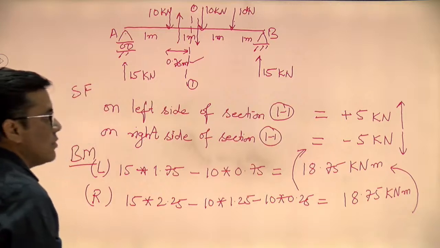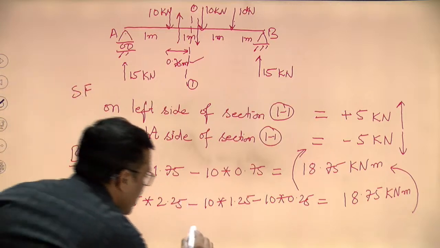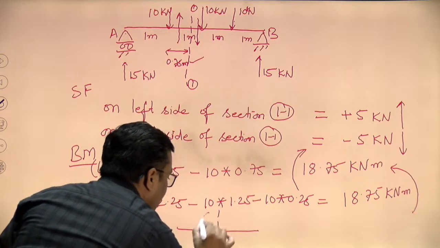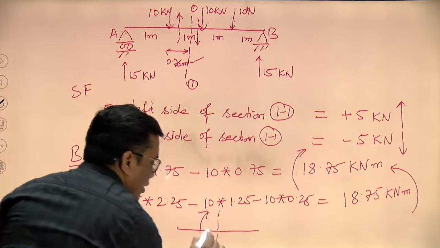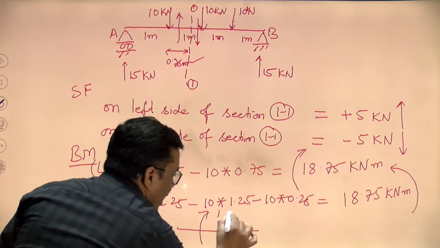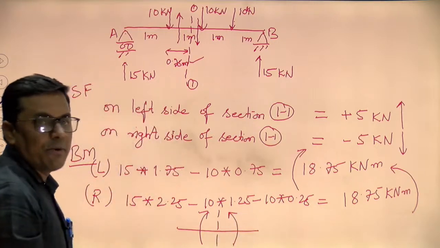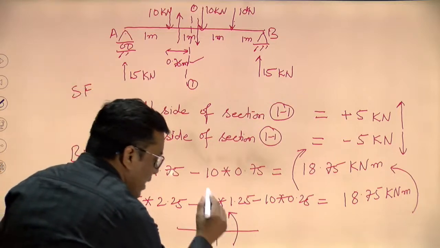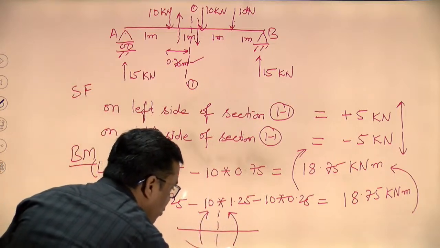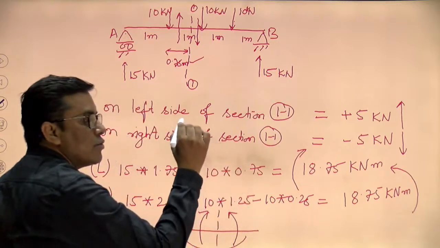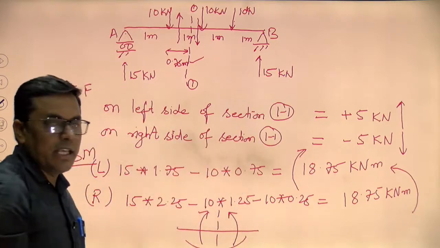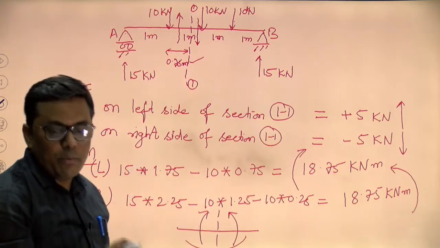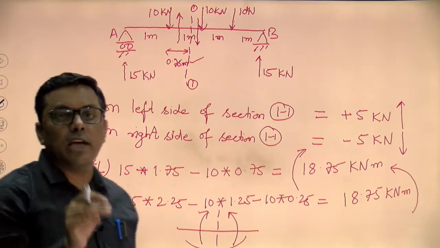So what are we observing? If this is a beam and this is a section, on the left side it is 18.75, on the right side it is 18.75. What will it try to do to the beam at this particular section? It will try to bend it. So mathematically also we can say it is the algebraic sum of all the moments acting on either side of the section plane.